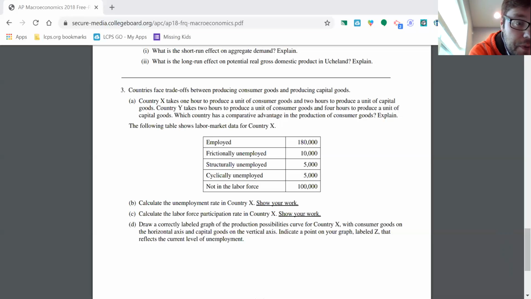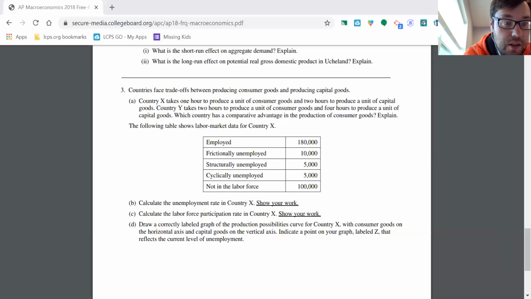So let's go over here. Country X and then country Y. So we want the price of consumer goods. We want to know how much it costs in terms of the other good, so the price of a consumer good in terms of the capital good. So what does that mean? How many of these capital goods do we have to give up in order to produce a consumer good?